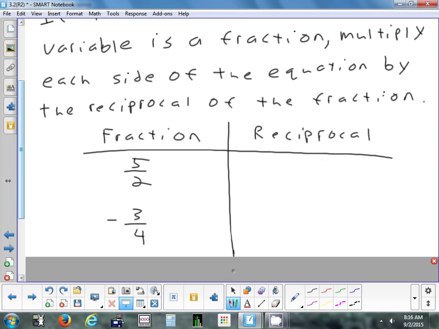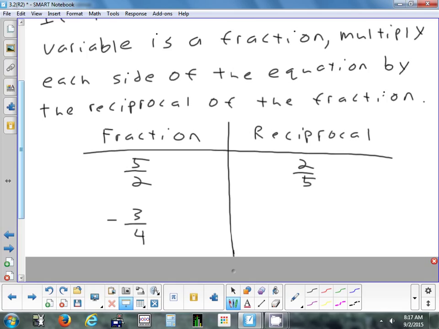All right, so let's practice that and see if you got what Mr. Wright just said. Here are some fractions, okay, and I want you to write their reciprocals. Alex, what would be the reciprocal of 5 halves? 2 over 5. Good. Okay, how about negative 3/4?